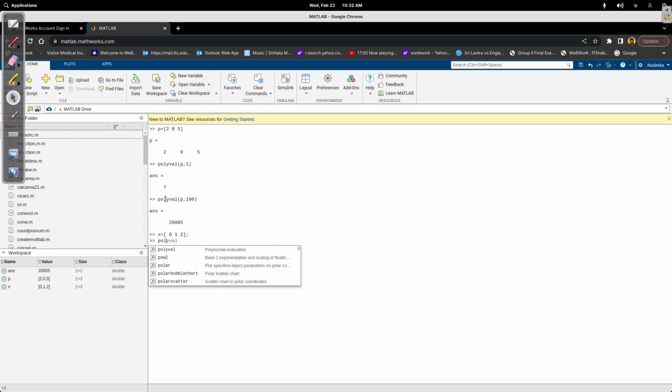Now if I pass this p and x, it will be evaluated at each x. So at 0, if I evaluate this polynomial, it's 5, at 1 I get 7, and at 2 I get 13. So at 0 it's 5, at 1 it's 7, and at 2 it's 13.